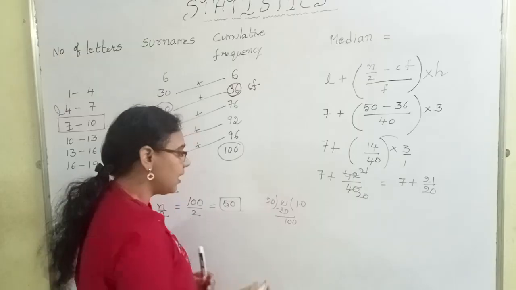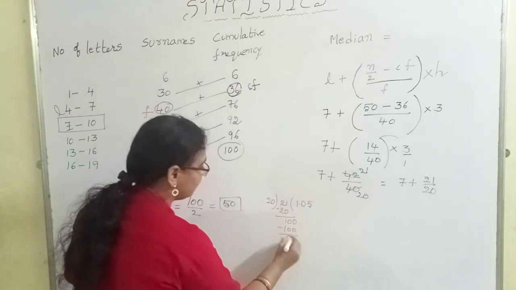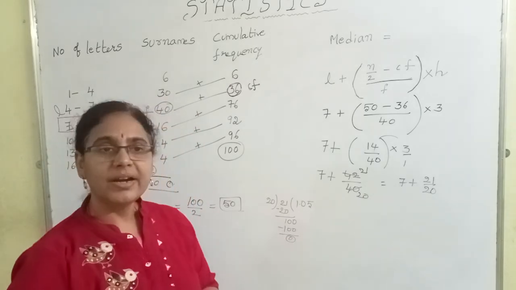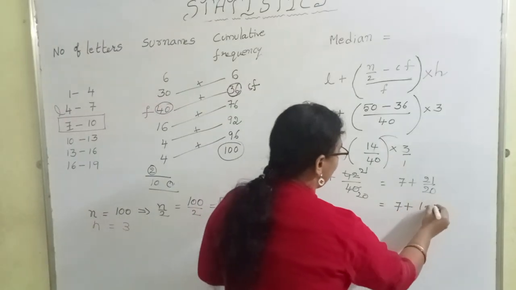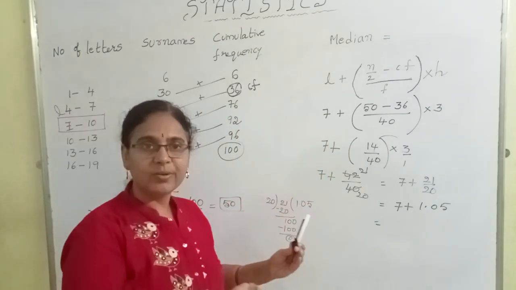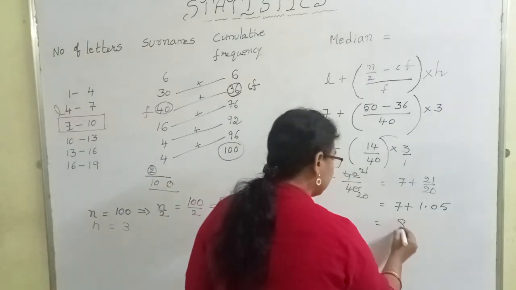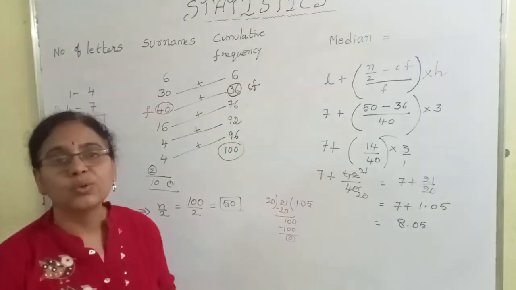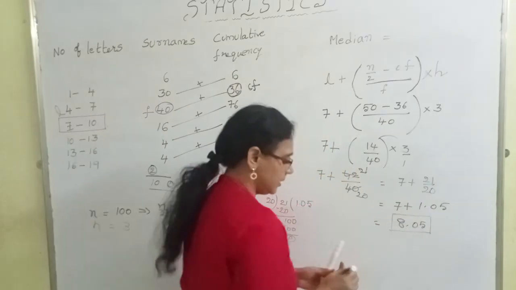20 table, 100, you have 5 times. That is 100. So here you got 21 by 20 means 1.05. So 7 plus 1.05. The point before the number, we have to add with the whole number. 7 plus 1 is 8. 8.05, that is known as the answer, the median for the given data.